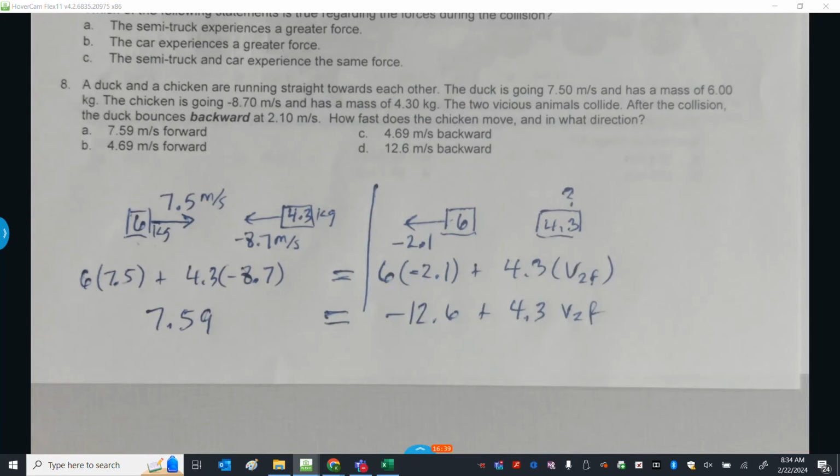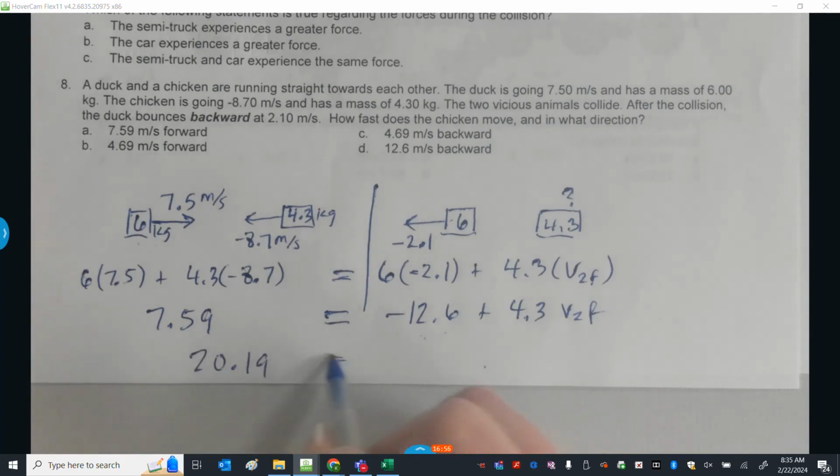From here, algebraically, again, do not add these. They are not like terms. We're going to move this over here. So we're going to add 12.6 to both sides. So 7.59 plus 12.6 is equal to 20.19, and that equals 4.3 V2F. Notice my negative sign is gone.